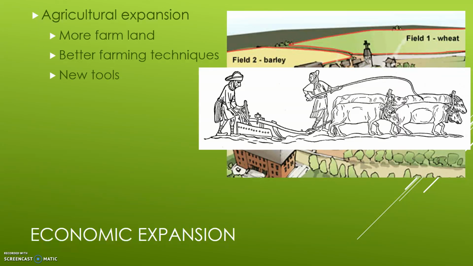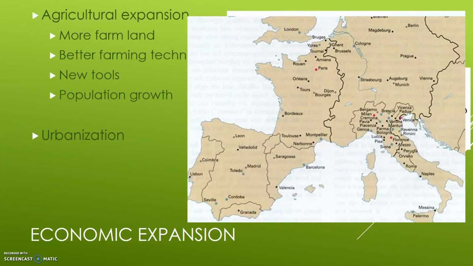So all of this increased agricultural output is going to result in more food. And what do we always talk about with more food? It leads to more people. So you see a population growth as well. And what also always goes hand in hand with the population growth, urbanization. Growing urban centers leads to more urban jobs, right? You see all of these urban centers that you've got in medieval Europe.